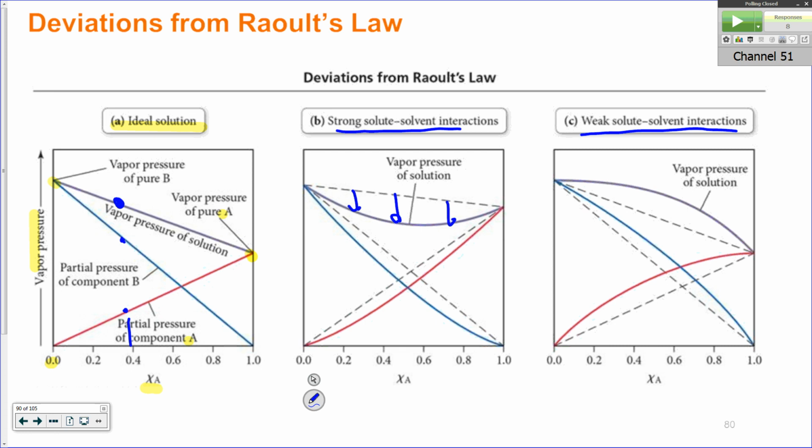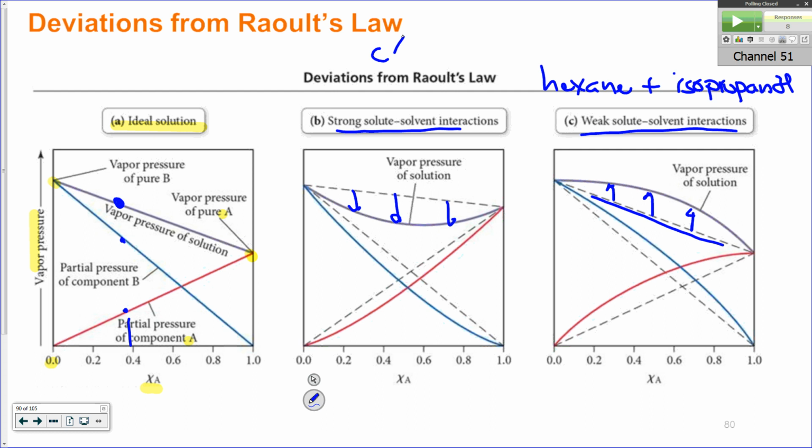Whenever you have weaker interactions, now the deviation is to the positive side. It's higher than what we expect for the ideal mixing of the two. So that's a condition where the vapor pressure is higher than we expect. If we interact a solvent like hexane, which is a very nonpolar solvent, and dissolve it with a little bit polar compound, something like isopropyl alcohol, isopropanol.